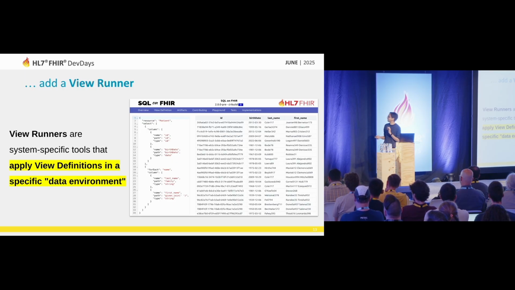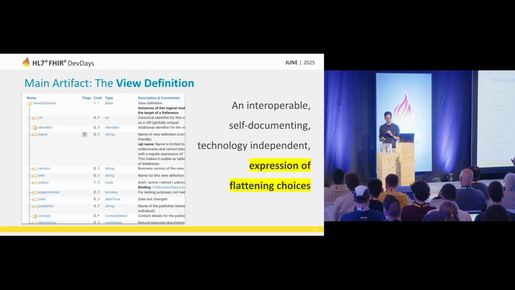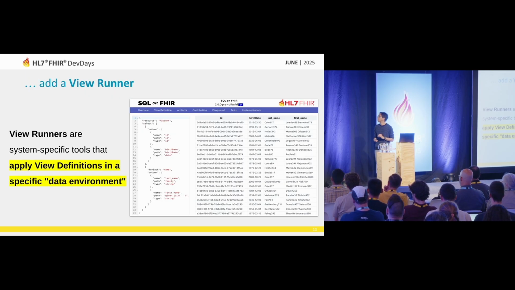So you write view definitions, and you also write a view runner, which is a system-specific tool for your specific data environment. So this is showing the view runner that runs in the web browser, and that's a JavaScript-based view runner, but there are many view runners. It's actually not very difficult to write one. Many view runners have been written, and they're under 500 lines of code.